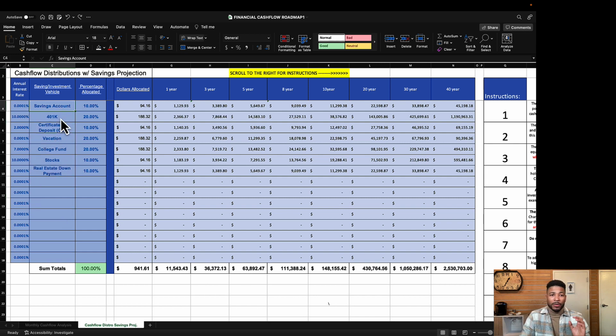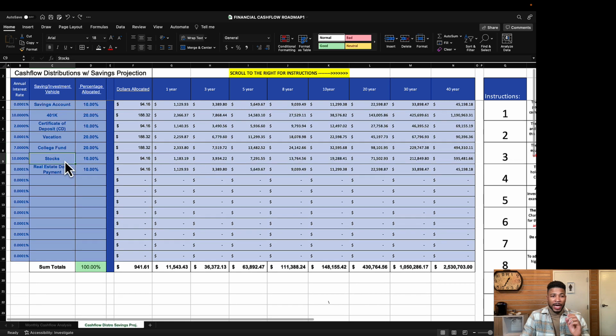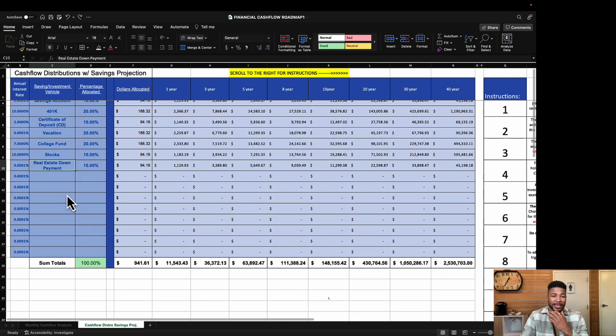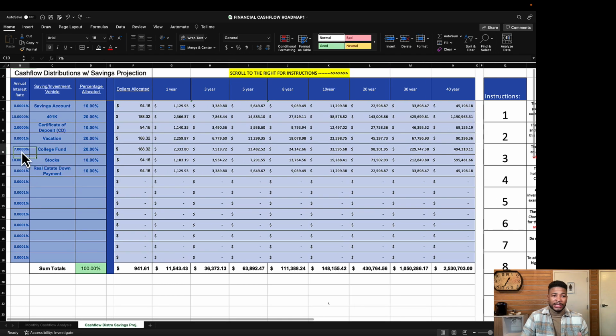Now, savings account, 401k, certificate of deposit, vacation, college fund, stocks, and real estate down payment. Some of these are savings, and some of these are investment vehicles. Here you have a college fund at a 7% interest rate. You have stocks that are roughly on average 10%, and then a 401k is also 10%.